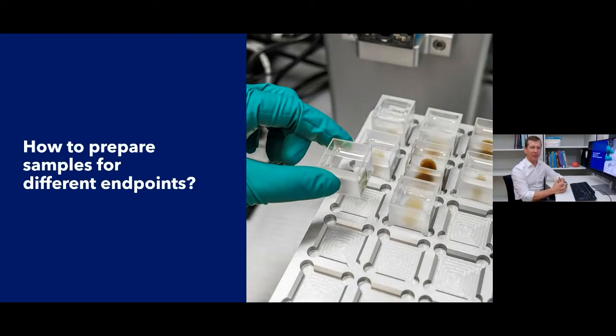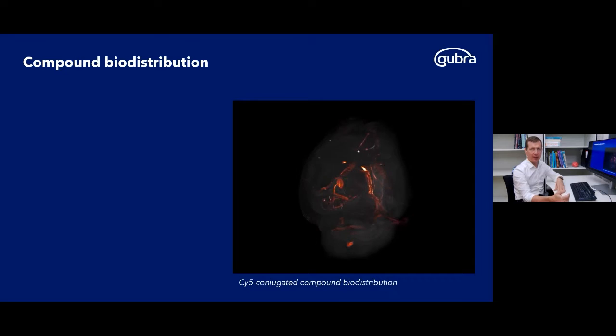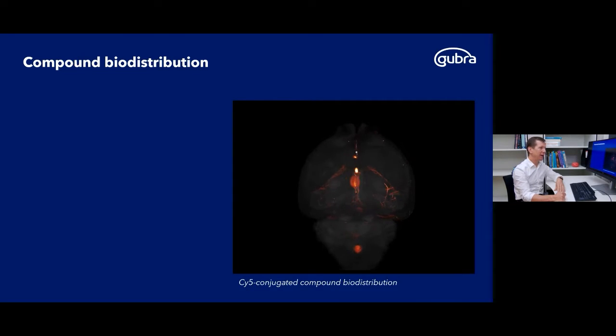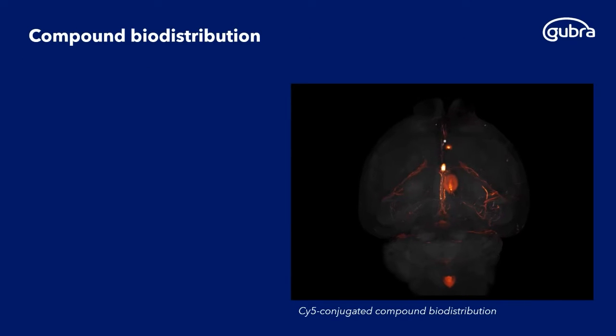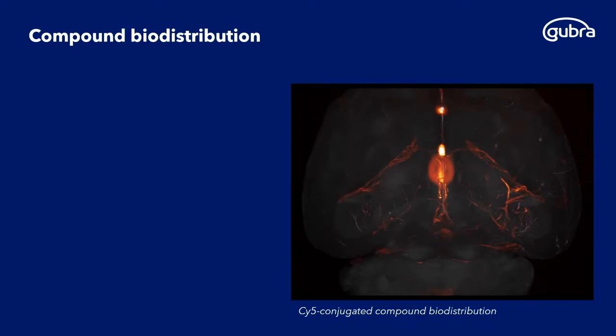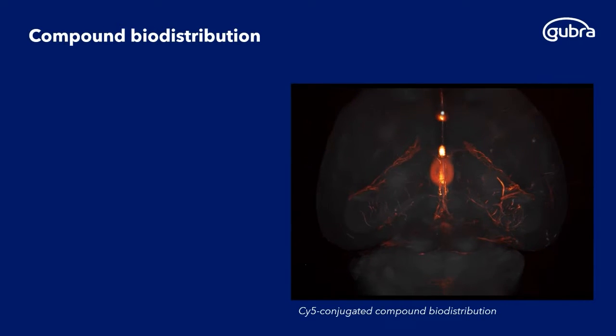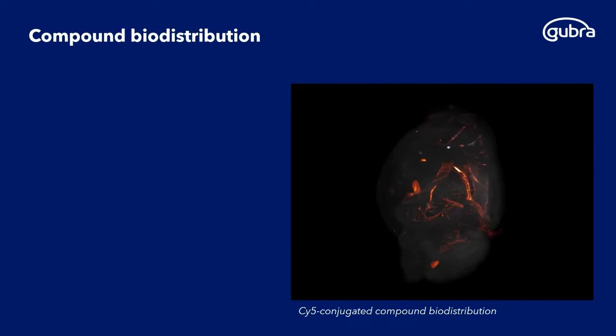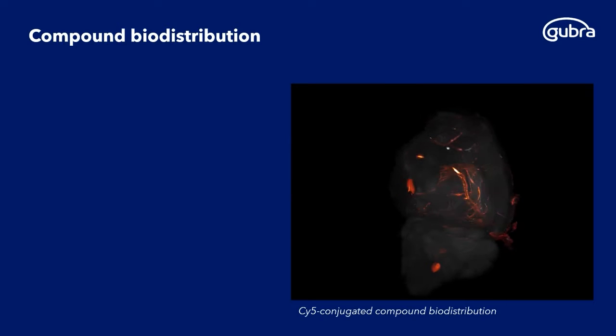In the next few slides, I will discuss a little bit how to prepare samples for these different experiments. So perhaps the simplest experiment is actually a compound biodistribution experiment. So here you can see a movie where a peptide, a GLP-1 receptor agonist, has been conjugated to a Cy5 dye. And this is a small fluorophore, and you can very nicely see the accumulation of the dye in the brain where the compound has reached the tissue.